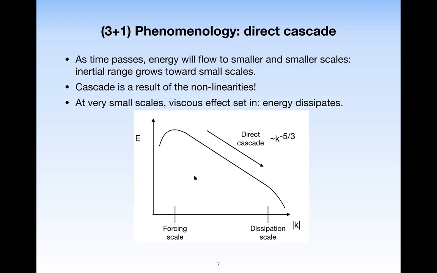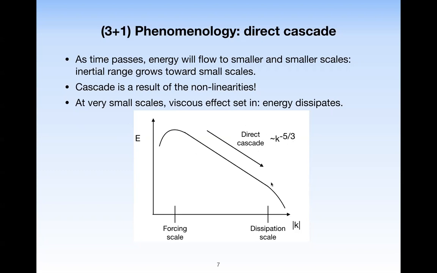And in particular, notice that in this inertial range here, this straight line, the kinetic energy power spectrum was predicted to scale like this, k to the minus 5/3. And this is precisely what the direct cascade is. You have your inertial range stretching more and more towards the right of this plot.